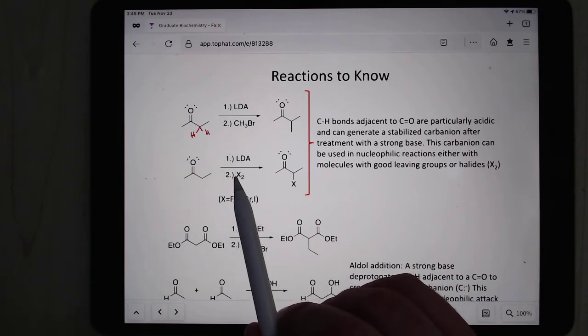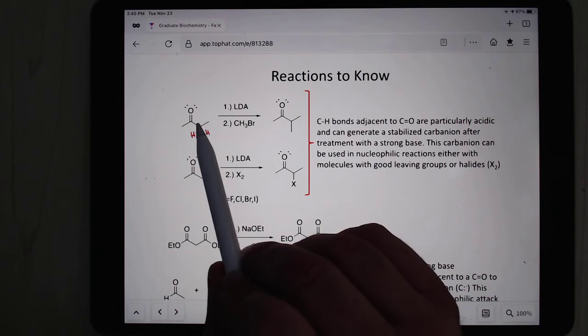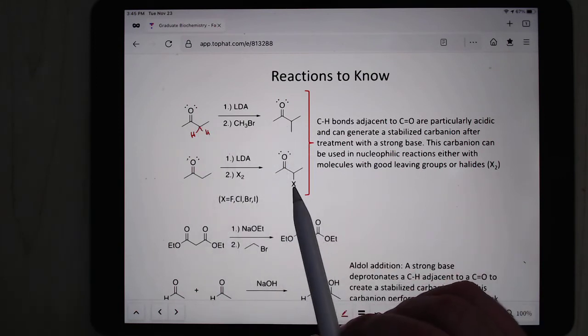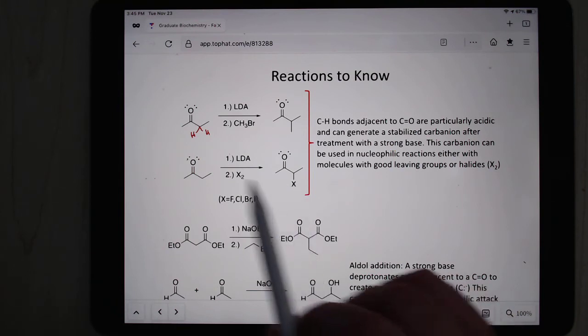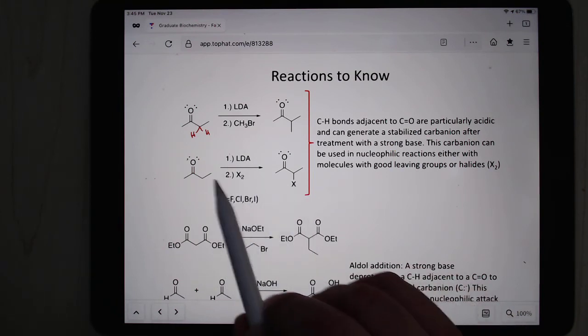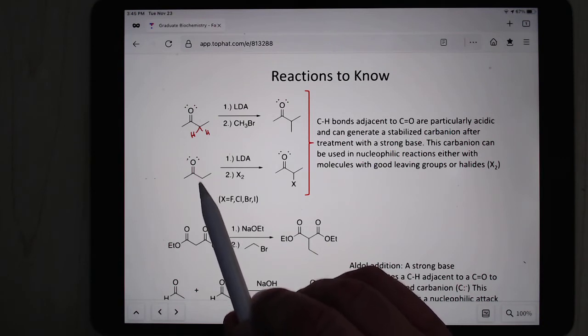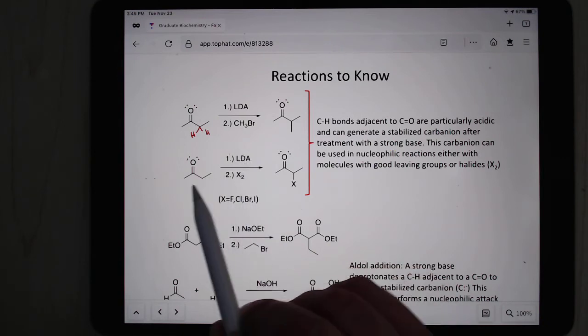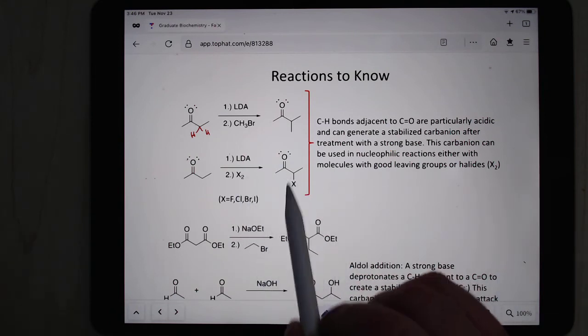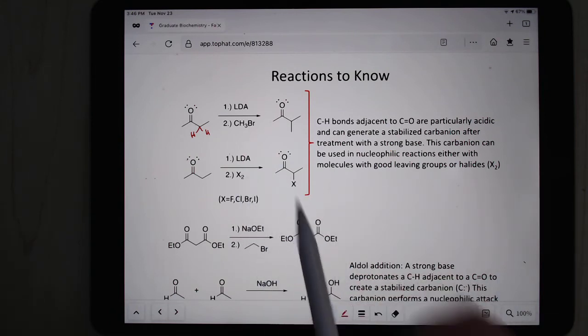But you can also do this with a halide. Okay, so in this case we put a methyl group here. Here we put the halide. And so if you want to put in a chlorine atom, for that you can have Cl2. And so when this is a negative charge, after the LDA reacts with it, it'll attack here, kick away one of those, but it'll be left with the chloride here.